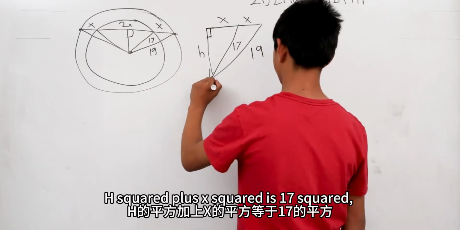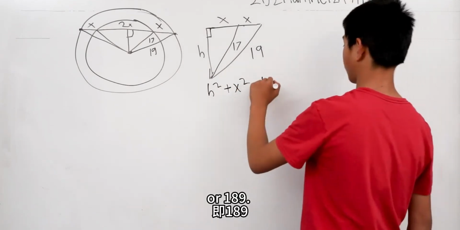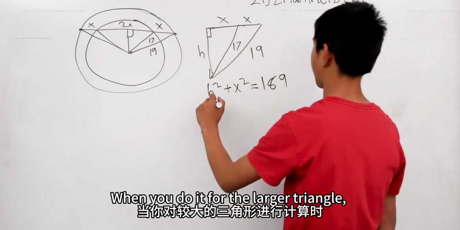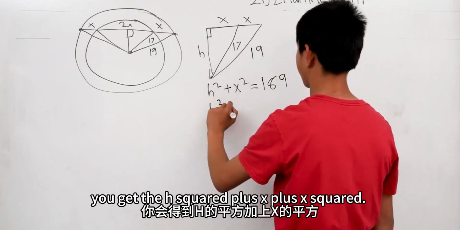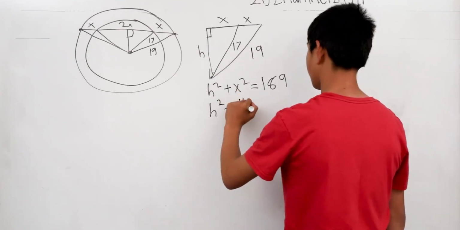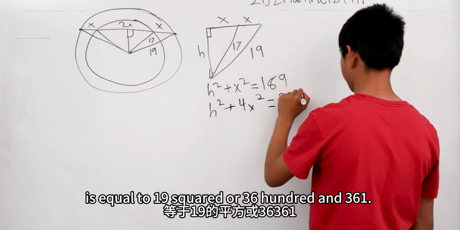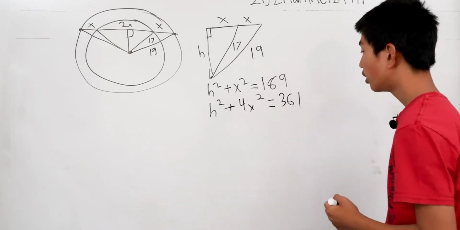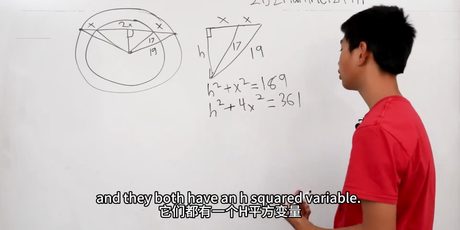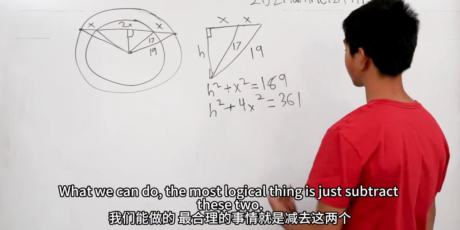So h squared plus x squared is 17 squared, or 289. And when you do it for the larger triangle, you get h squared plus 4x squared is equal to 19 squared, or 361. And, well, you have two equations, and they both have an h squared variable. So what we can do, the most logical thing, is just subtract these two.